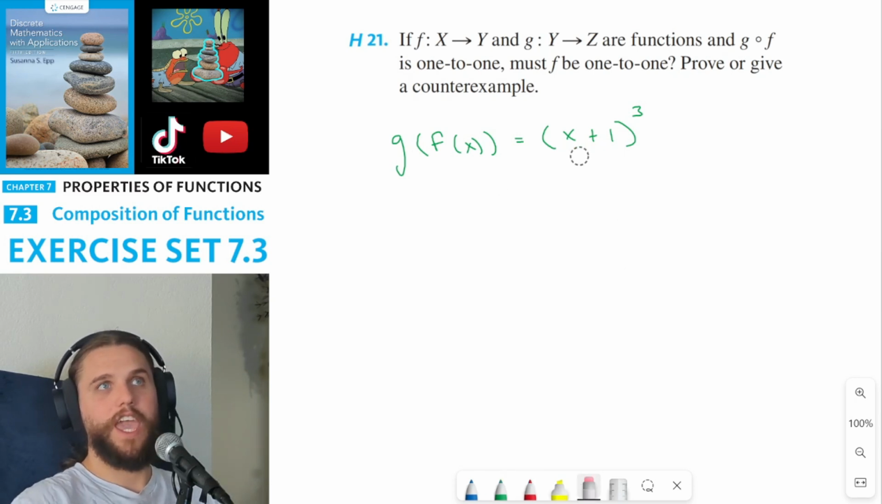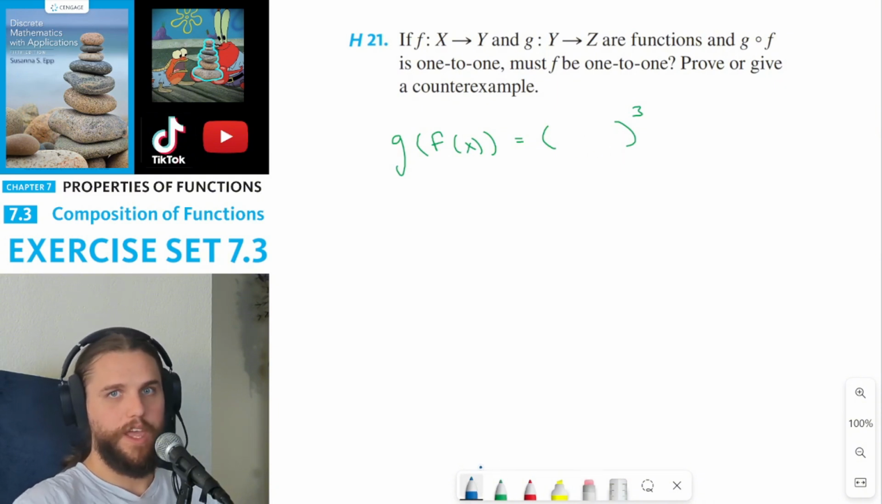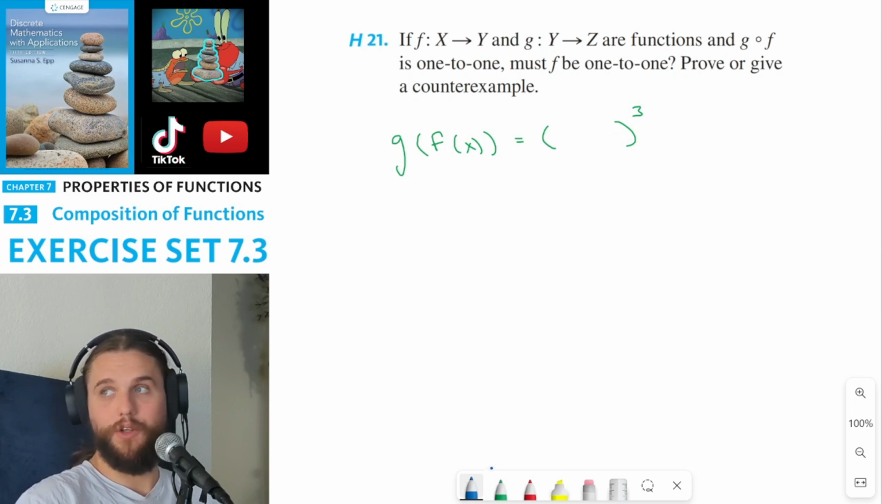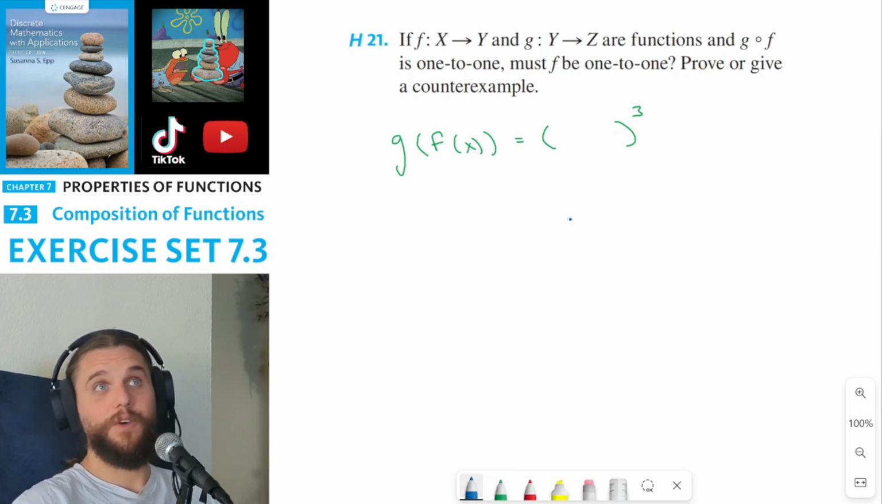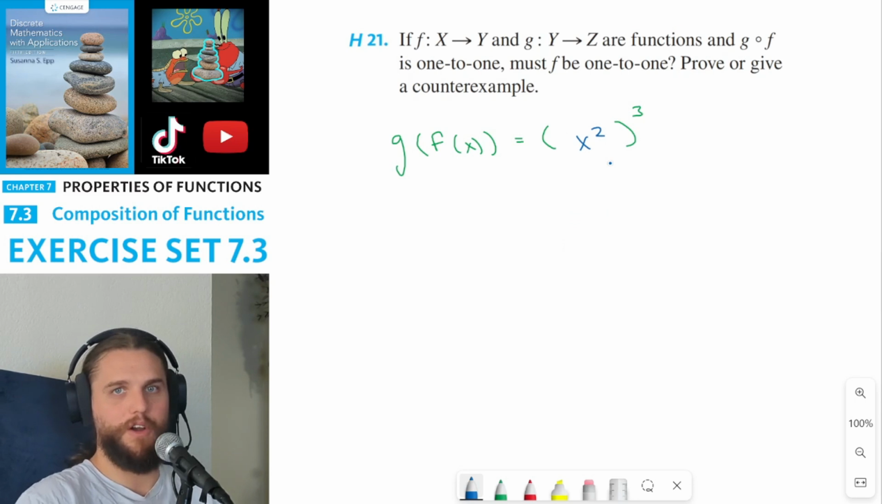Now, I'm wondering, can we replace this x plus 1 with something that's not 1 to 1 and then get a 1 to 1 result? Because if we can, that would be a counterexample. If I plug in a function that's not 1 to 1, I'm thinking of something like x squared, and this is from R to R. This doesn't pass the horizontal line test from R to R.